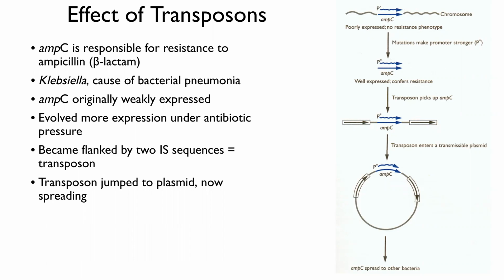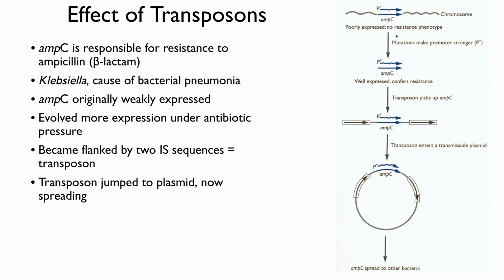Now, there is a gene called AMP-C, and this gene AMP-C is responsible for resistance to ampicillin, which is a beta-lactamase. It's just a class of antibiotic resistance genes that targets the penicillin classes, so amoxicillin, ampicillin, penicillin, things like that. Now, AMP-C is an interesting case here. So we have AMP-C on the chromosome. It's poorly expressed, and there is essentially no resistance phenotype.